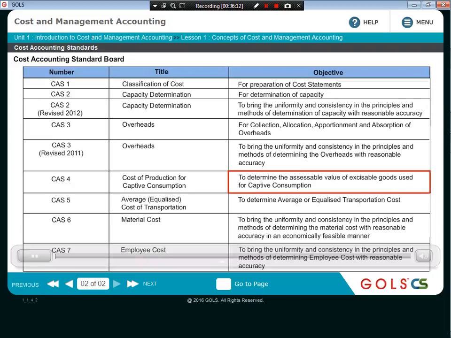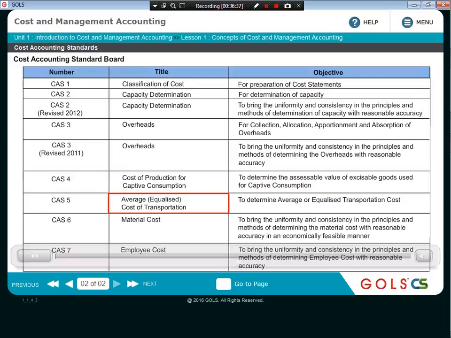So it means to determine the assessable value of the excisable goods used for captive consumption. Captive consumption means a product is manufactured but not for sale, but it will be utilized in another product for the purpose of further manufacturing. That is called captive consumption. So CAS 4 is basically in relation to the calculation of the cost of production for captive consumption.